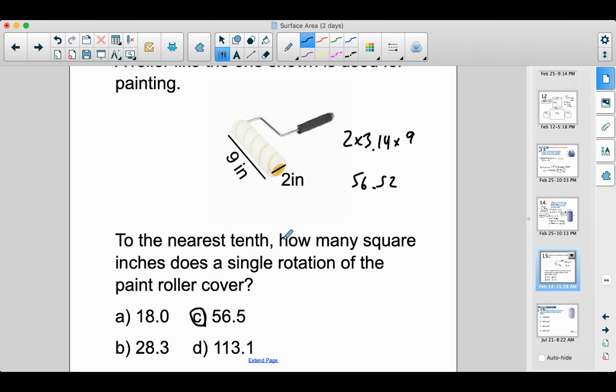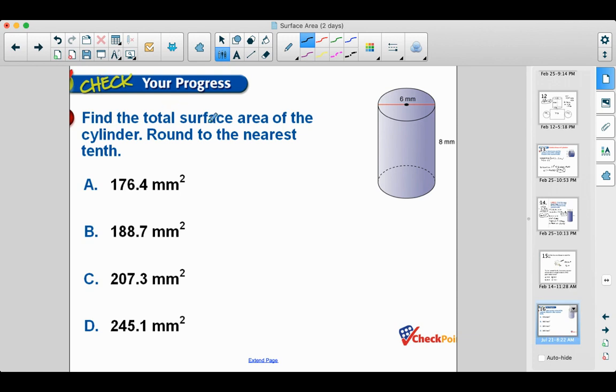Okay, to the nearest tenth, how many square inches? Be careful what it's asking. Sometimes it'll just ask for the lateral surface area. In this case, it does ask for the total surface area, so I'm going to pause again. Let's see if you can figure this one out. Hit resume when you're ready to check.